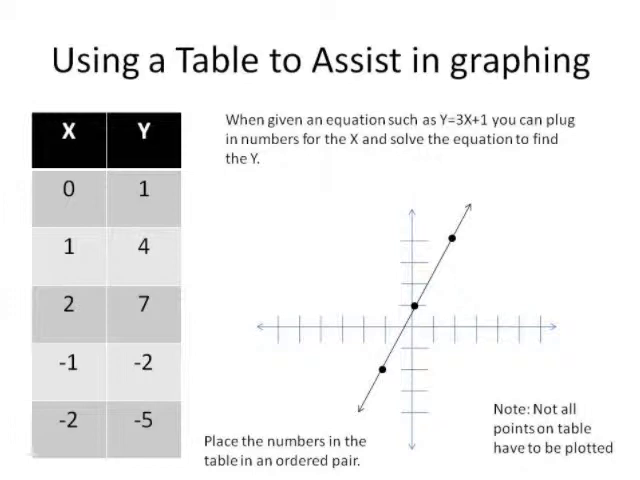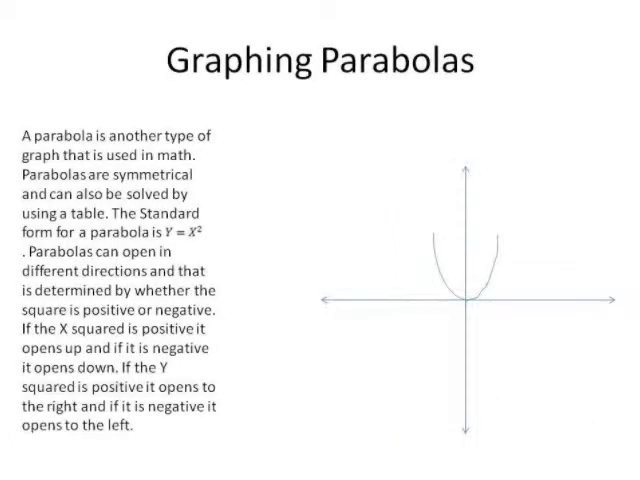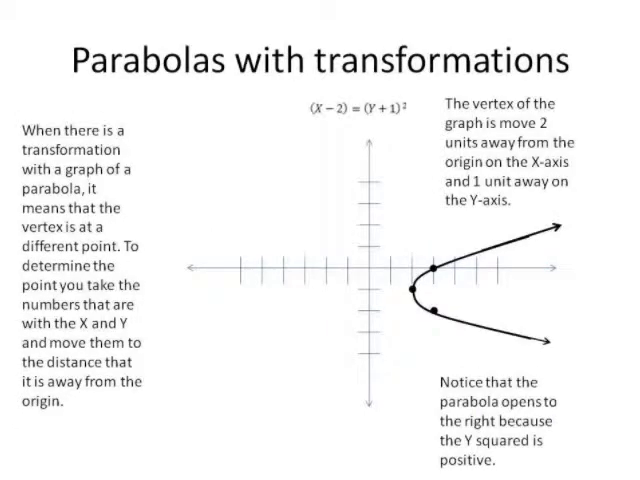When graphing a parabola, one of the numbers is squared, either the x or the y, and it'll open right, left, up, or down according to which one is squared and which one is positive or negative. With a transformation, parabolas will determine where your vertex is on your parabola and where it starts.